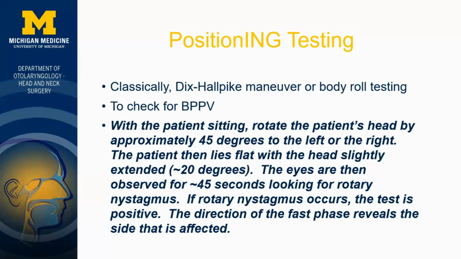So in a positive right Dix-Hallpike, you would see right and up rotary nystagmus and that crescendo-decrescendo pattern. It's very robust. It's very easy to see in room light.